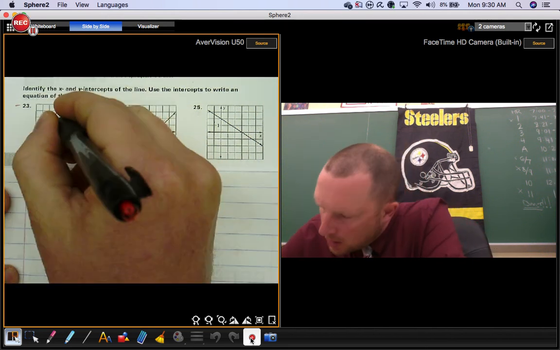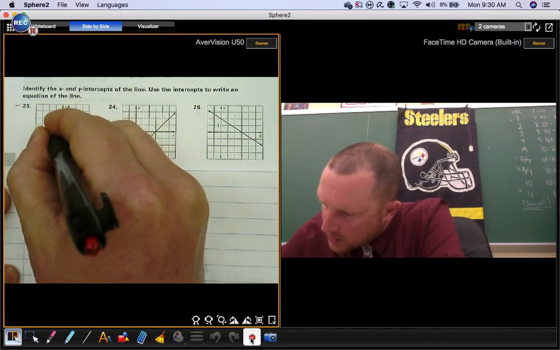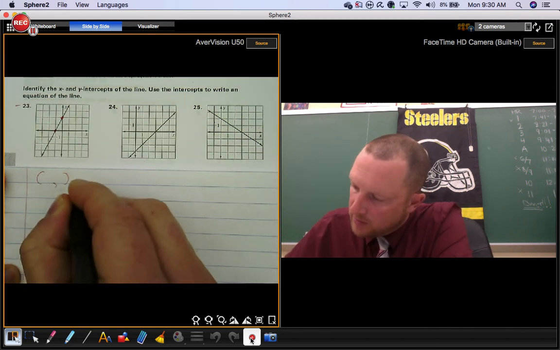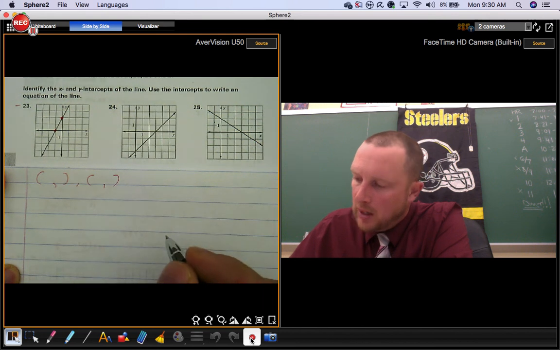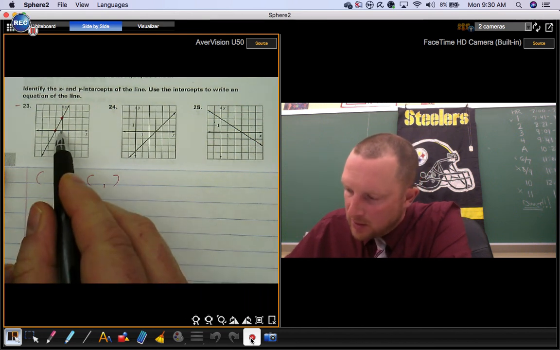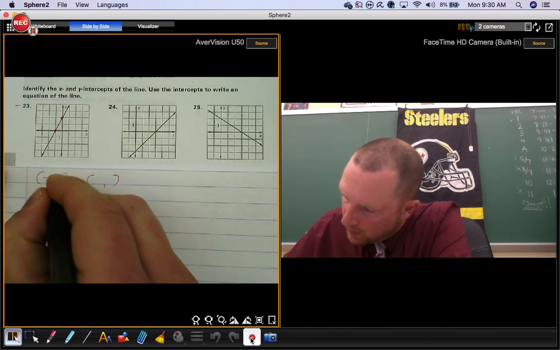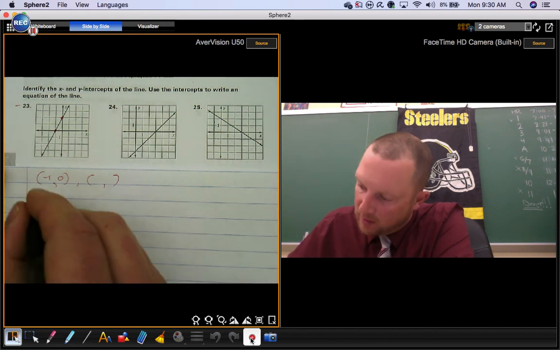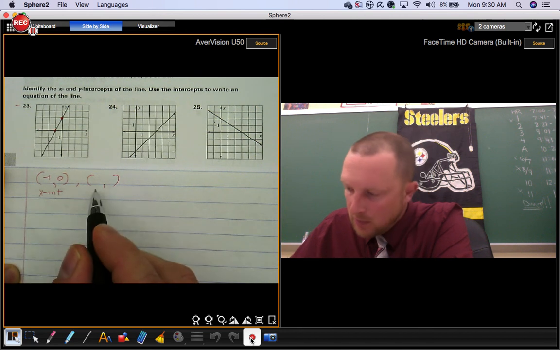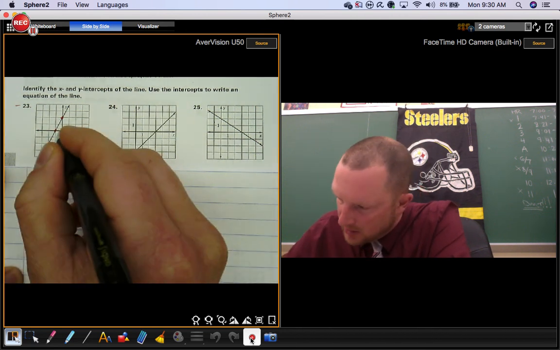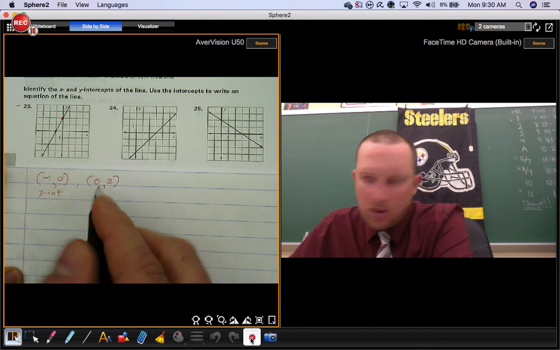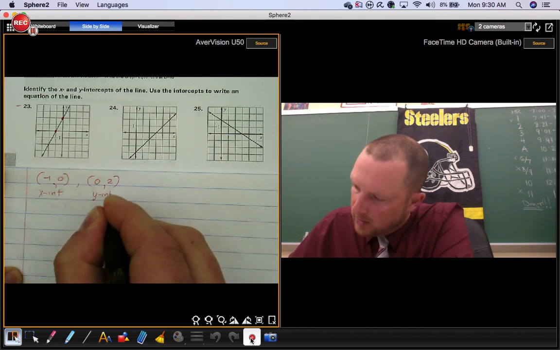So that's your y-intercept, that's your x-intercept. If I was to write them as ordered pairs, I would write them like this. The x-intercept is (-1, 0). Notice how the 0 is in the y-coordinate. That's what makes this an x-intercept. And then my y-intercept is (0, 2). Notice how the x is a 0. That's what makes this a y-intercept.